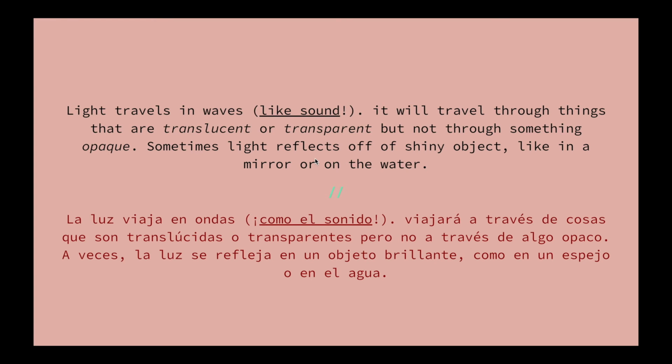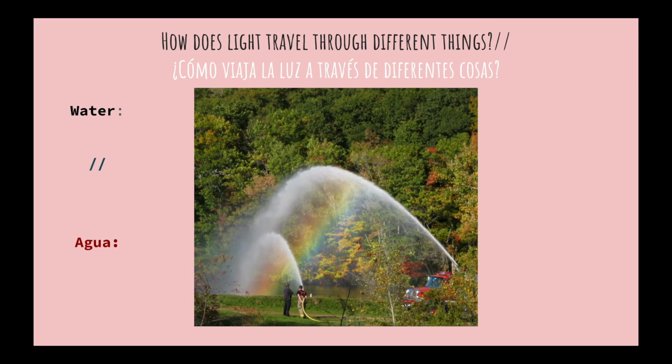It's also important to note that light travels in waves just like sound. It will travel through things that are translucent or transparent, but not through something opaque like we just learned. Sometimes the light reflects off of shiny objects like on a mirror or in the water. So as you can see here, the light going through the water is creating this rainbow effect in the air, kind of like how our prisms are going to work today.